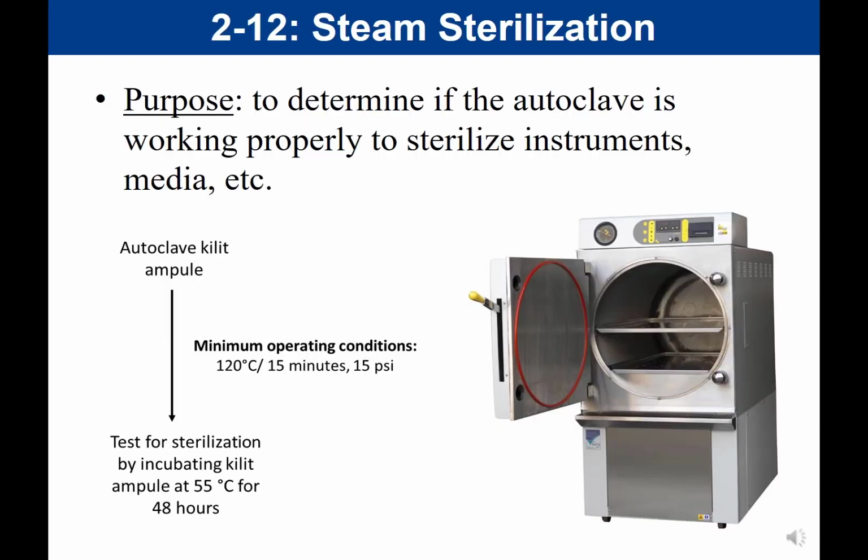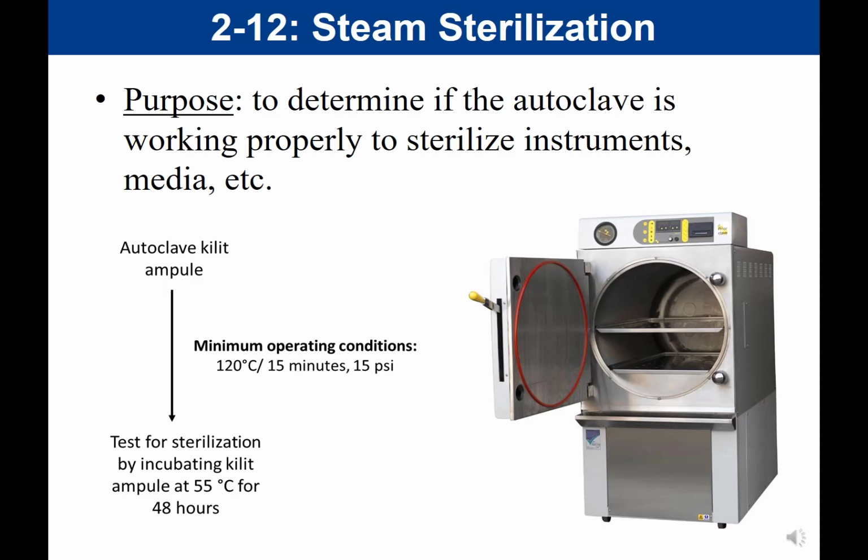So the next activity that we're going to talk about is our steam sterilization. And we're talking about that with the temperature experiment because they kind of go hand in hand, and you'll see why in just a minute. So the purpose of our steam sterilization is to determine if the autoclave is working properly to sterilize instruments, media, etc. And so what the autoclave is, you can see the picture of it on the right. The autoclave is basically a big pressure cooker. It uses pressurized steam to get the temperature above 100 degrees.